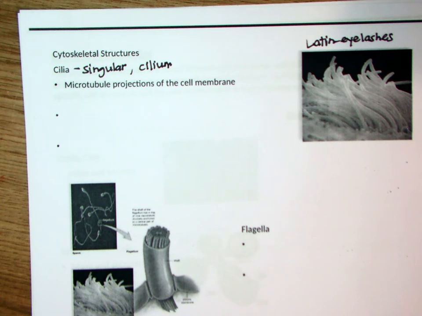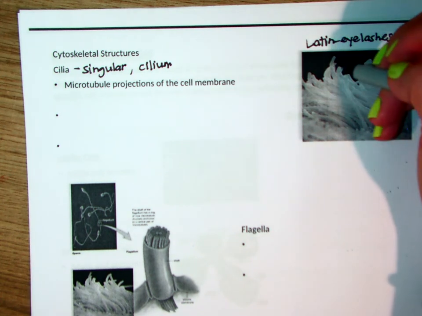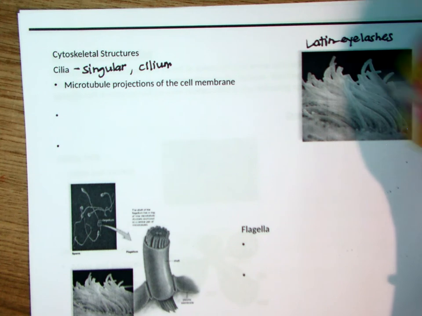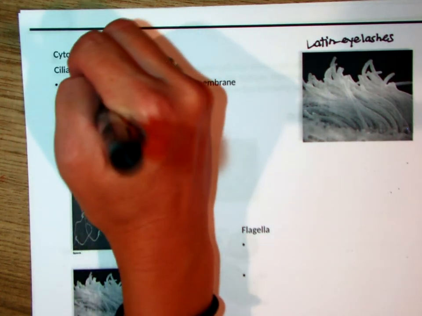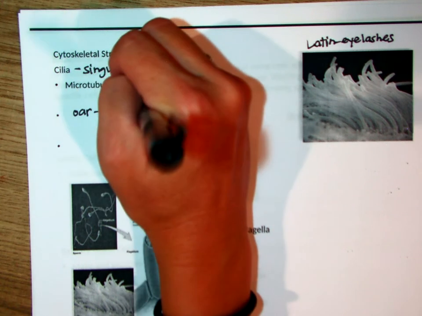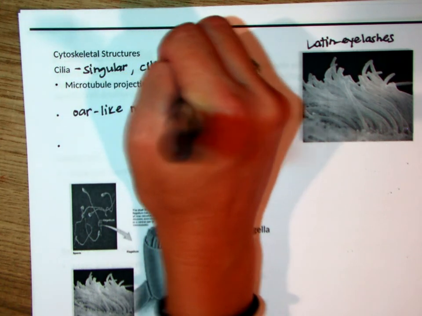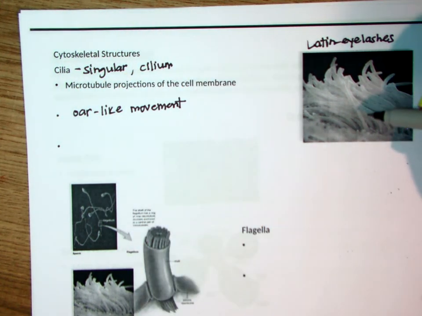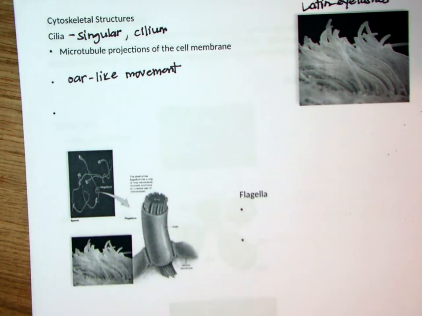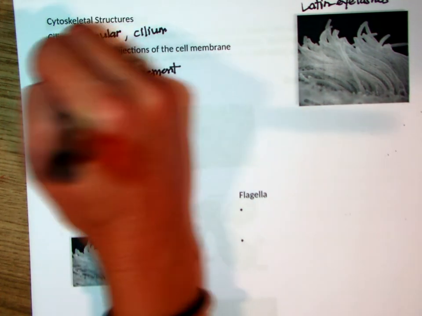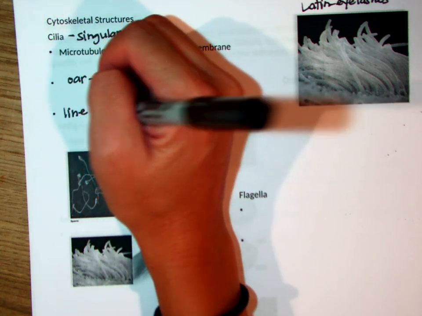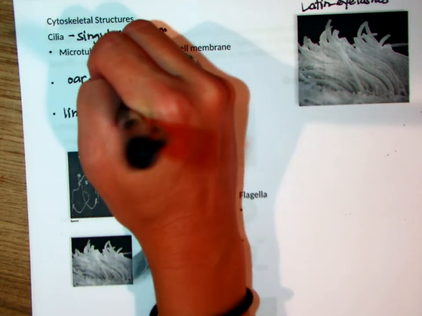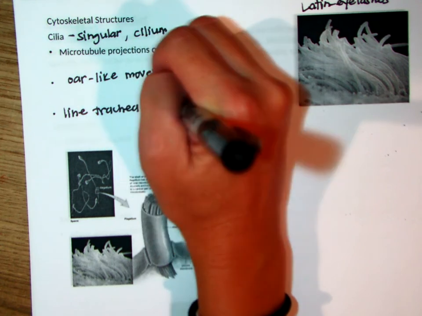Alright, so again, microtubule projections of the cell membrane. So we've got the cell membrane that kind of folds out like that in those finger-like projections, and they do this kind of oar-like movement. So they're in there synchronously swishing back and forth, and these have important functions in the human body. They line the trachea, the tube that leads from your throat to your bronchi and your lungs. And it sweeps debris upward.